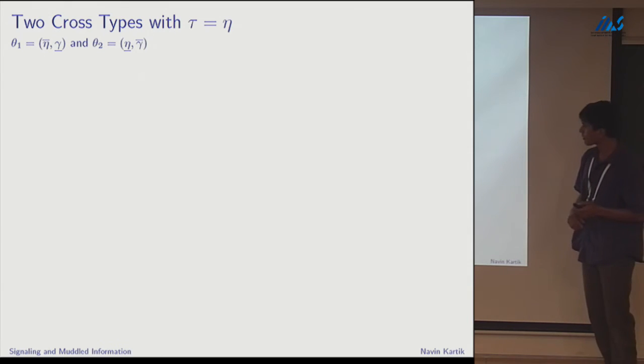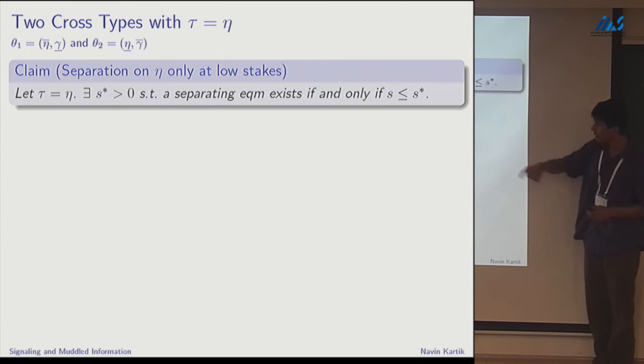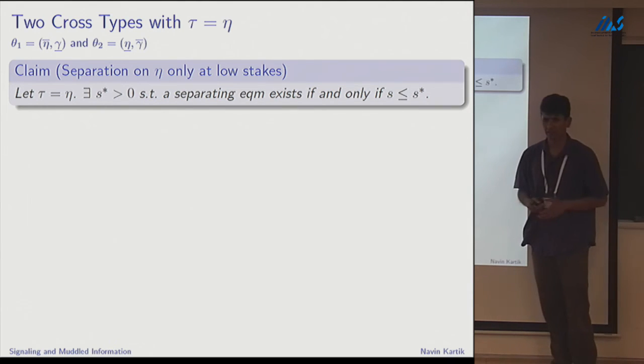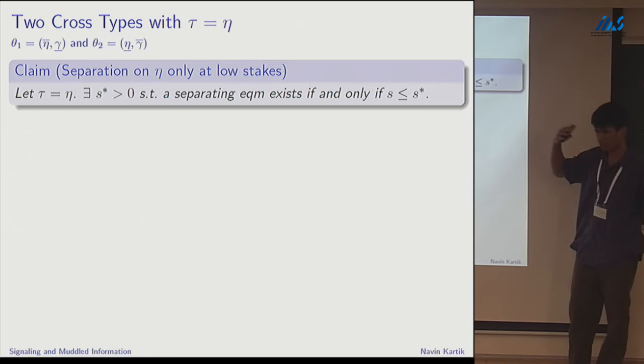So here's a little claim. There's some critical stakes level, S star, such that there's a separating equilibrium if and only if stakes are lower than that critical level. And this should immediately contrast with standard models with single crossing. This is easy to work through.